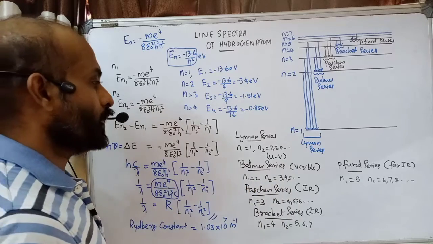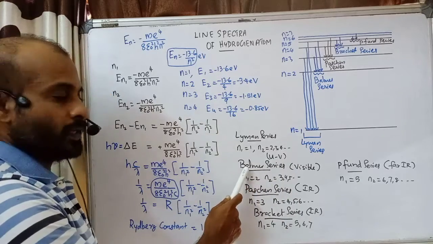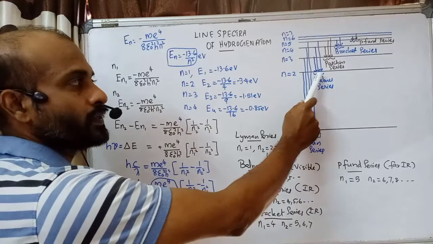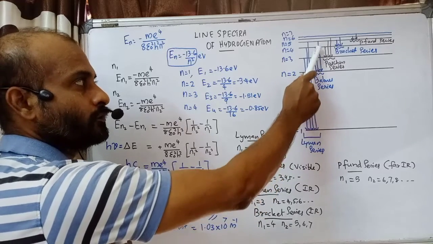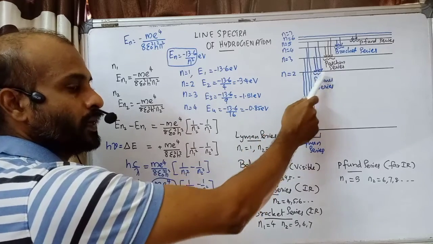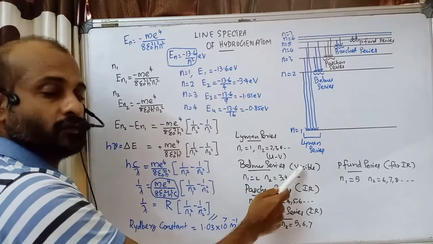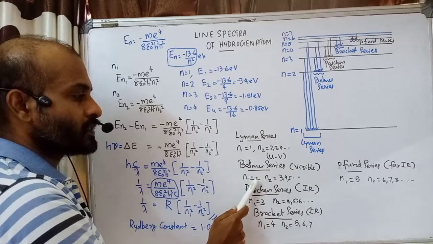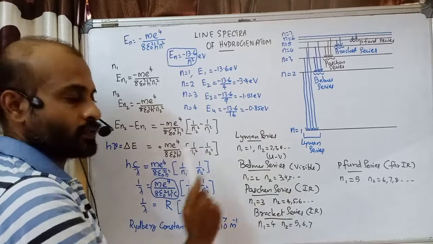Next we will see the Balmer series. In the Balmer series, the transition is to the level n is equal to 2, from 3, from 4, from 5, etc. This is called the Balmer series. The Balmer series lies in the visible region. So here n1 is equal to 2, and n2 will be 3, 4, 5, etc.